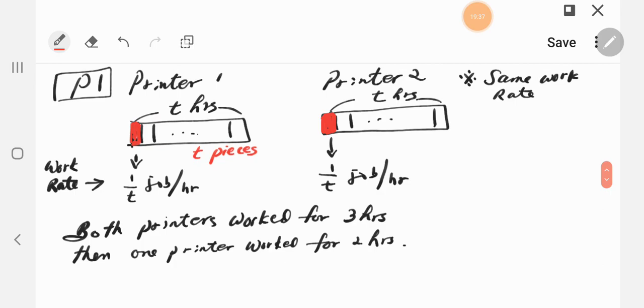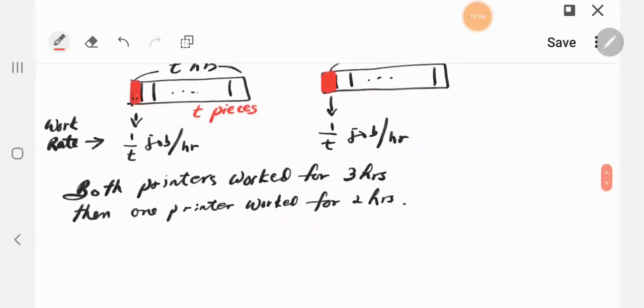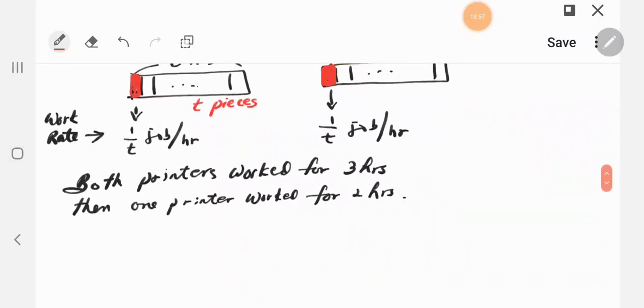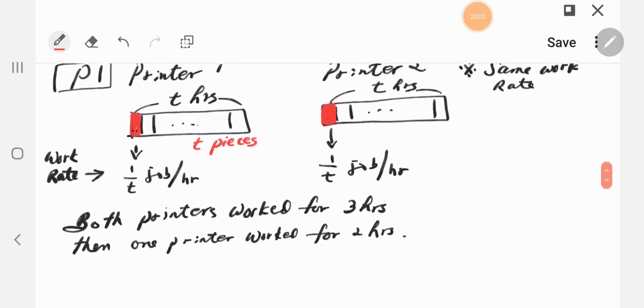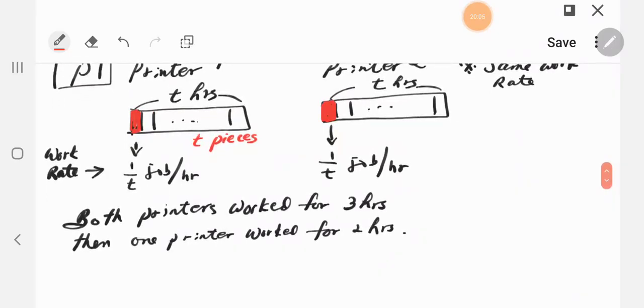The next information is, both printers worked for 3 hours, and then one of the printers worked for 2 more hours to complete one job. Let's say P1 worked for 3 hours. Both worked for 3 hours. So printer 1 worked 3 hours, and the second printer worked 2 more hours, so 5 hours.